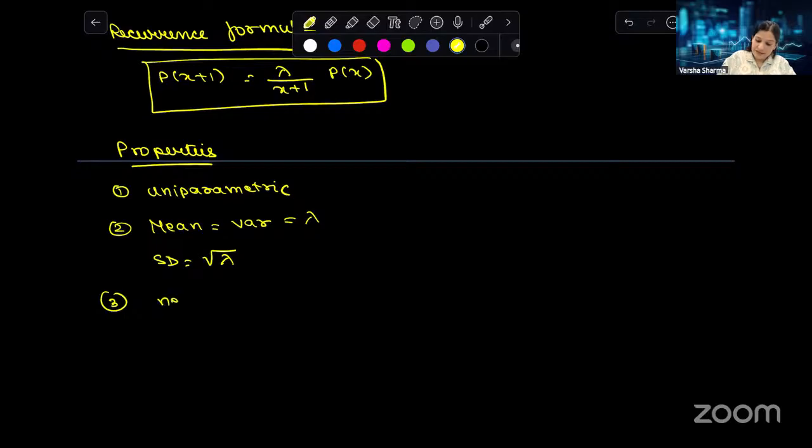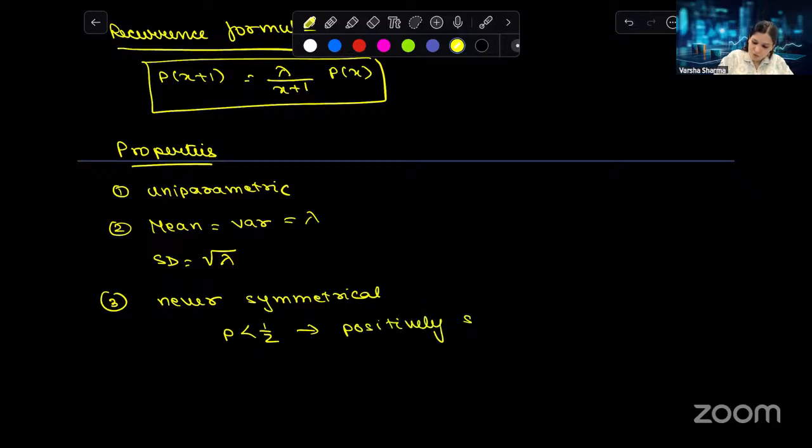Third, it is never symmetrical. Why? As we studied, only if p is half is it symmetrical. And here we know that p is a very small number, so it cannot be half. 50% probability is a very high probability, right? So here p is always going to be smaller than half. So when p is smaller than half, we know that it is positively skewed. Mode greater than median greater than mean, and it is tilted towards right.